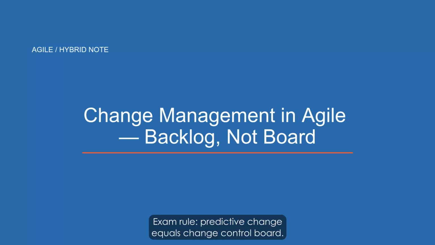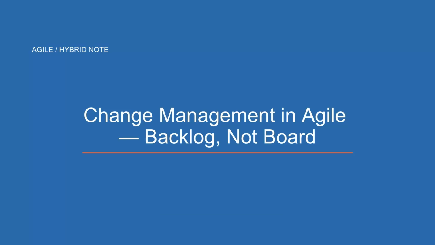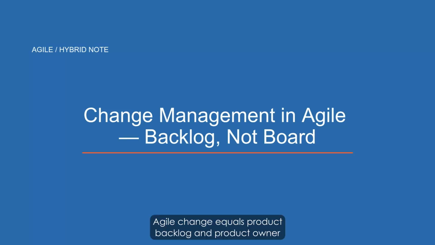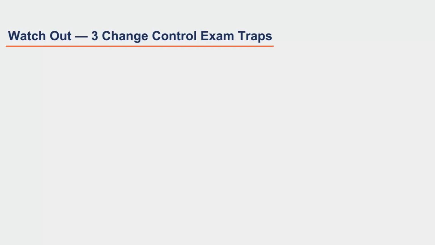Exam rule: Predictive change equals change control board. Agile change equals product backlog and product owner.